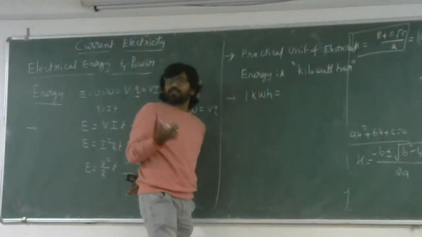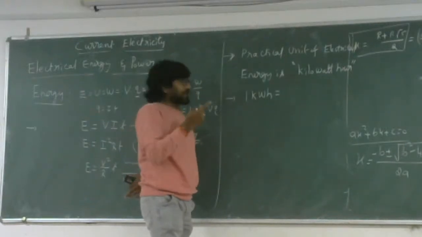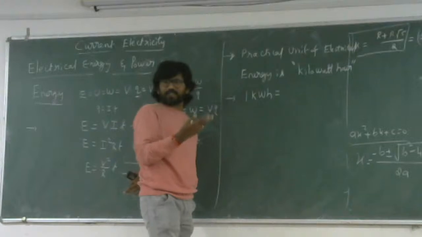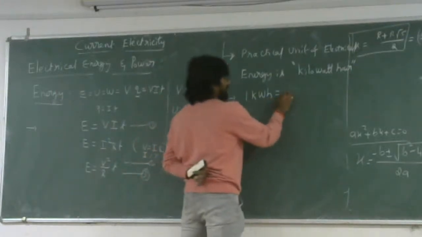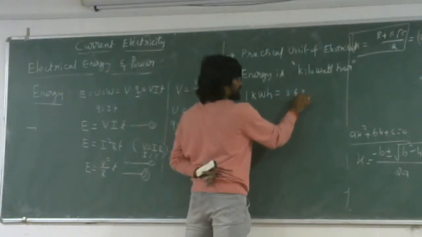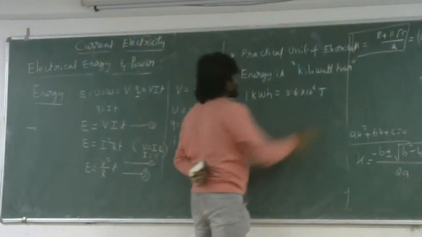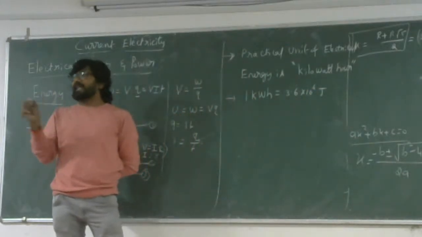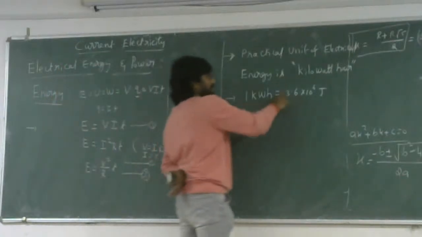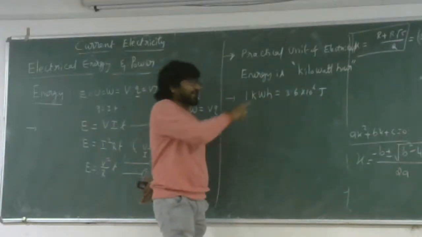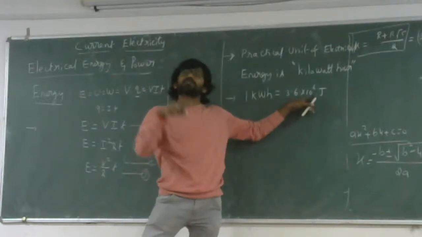1 hour is equal to how many seconds? Sorry, 60 minutes, and 1 minute equals 60 seconds, so 3600 seconds. If you simplify, you can write it as 3.6 into 10 to the power 6 watt seconds, and a watt second is a joule. With kilo as 10 power 3, overall you get 3.6 into 10 power 6 joules, or 36 into 10 power 5 also.